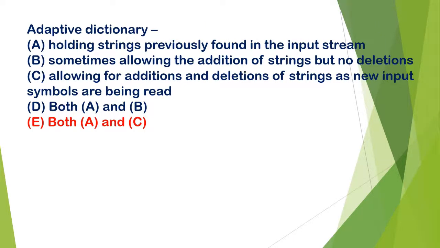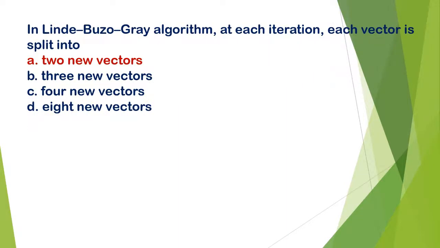Adaptive dictionary: A. Holding strings previously found in the input stream, B. Sometimes allowing the addition of strings but no deletions, C. Allowing for addition and deletion of strings as new input symbols are being read, D. Both A and B, E. Both A and C. And the correct option is E. Both A and C.